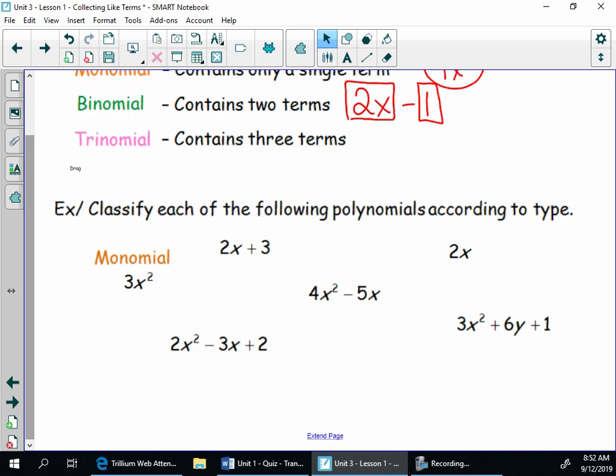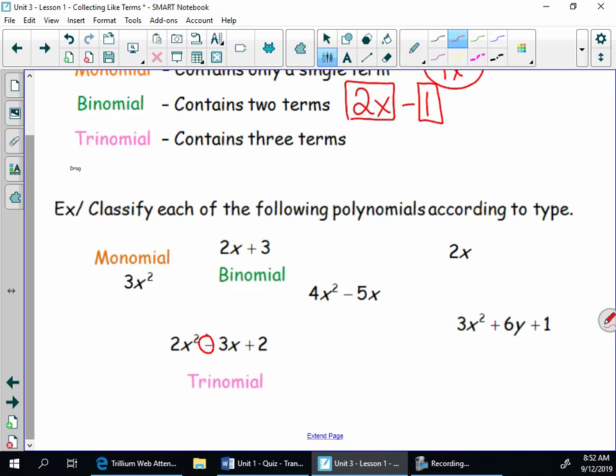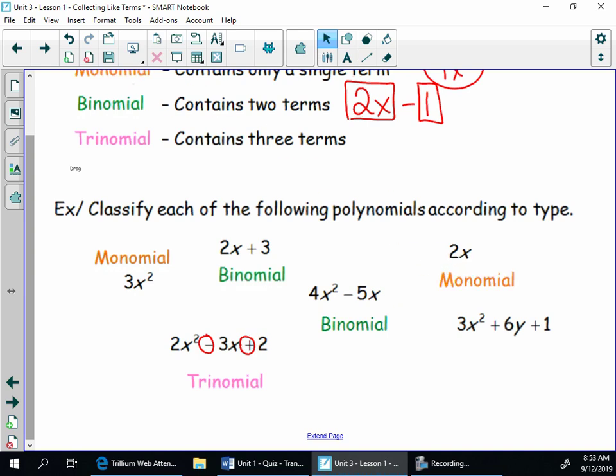If I look at 2x plus 3, that has to be a binomial. It's got two separate terms with a plus sign between them. Underneath that, at the bottom there, 2x squared minus 3x plus 2, that's got to be a trinomial. It's got three separate things because they're separated by two different signs. Okay, hopefully you can identify the rest. We got ourselves a binomial, two separate terms, one minus sign. We've got a monomial, a single term, no plus or minus signs, and another trinomial.